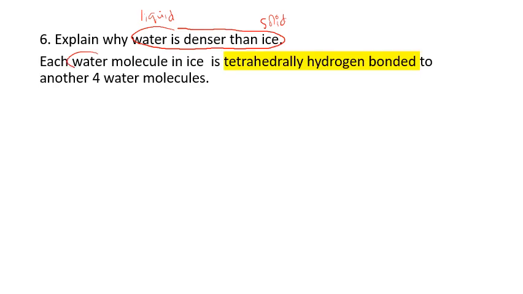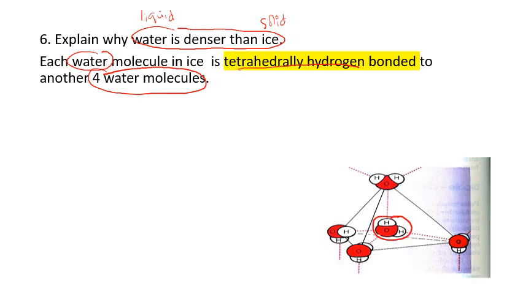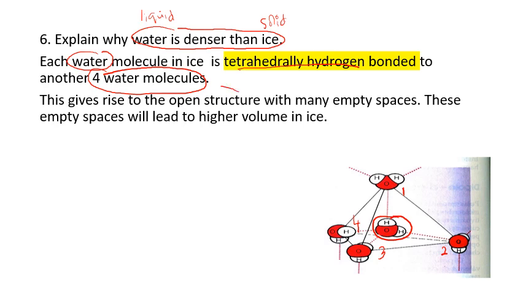So generally, each water molecule is going to form tetrahedrally hydrogen bonds to another 4 water molecules, and the structure will look like this. Okay, one water molecule is going to form 4 hydrogen bonds with another 4 water molecules. So 1 over here, 2, 3, and 4. Okay, so this case will lead to an open structure with many empty spaces. Here are the empty spaces. These are the empty spaces over here. So when there is a lot of empty space, it means that the volume is higher.